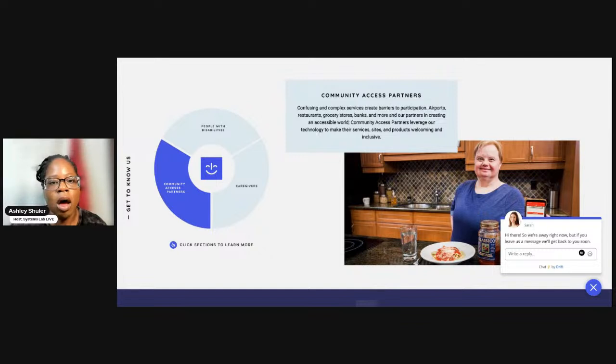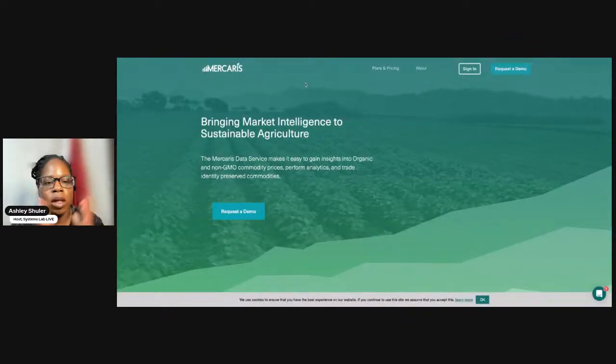All right, next up we have Macaris. I'm telling you, this is some brilliant stuff. Bringing market intelligence to sustainable agriculture. The Macaris data service makes it easy to gain insights into organic and non-GMO commodity prices, perform analytics, and trade identity preserved commodities.